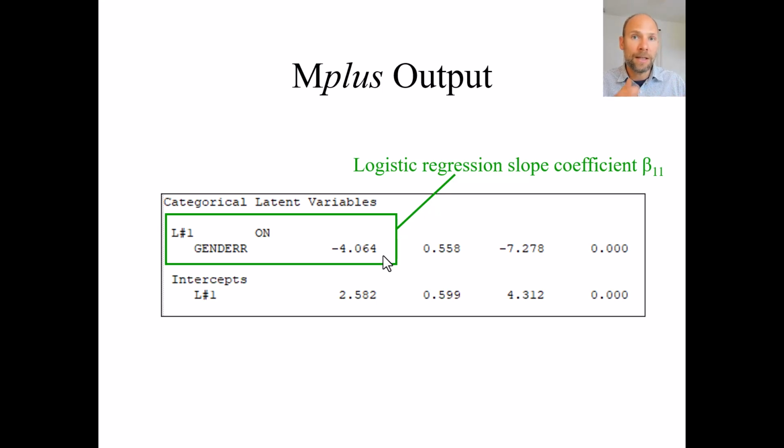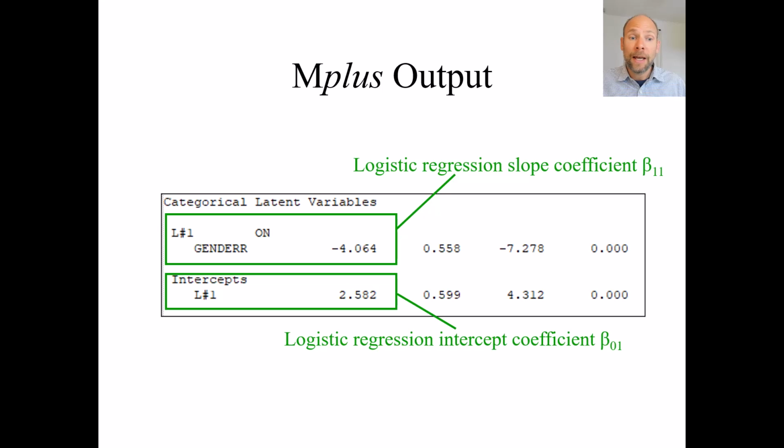So gender is significantly correlated, we could say, with class membership, because this coefficient is statistically significant. Now, that still doesn't tell us in which way this is related, so we have to look into this in more detail. But first of all, this tells you what that is. And then second, we have an intercept here for L pound 1, and this is the logistic regression intercept coefficient beta 0 or beta 01 here. We will also learn shortly what this intercept coefficient tells us.